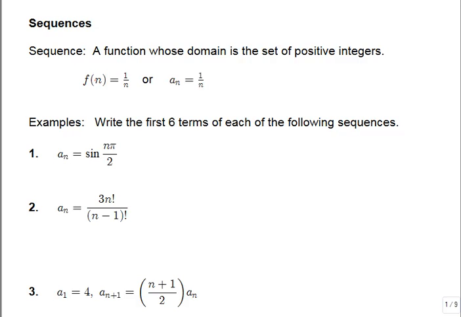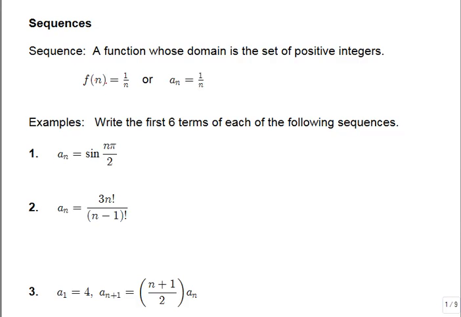A sequence is defined to be a function whose domain is the set of positive integers. So, for example, you can write a sequence in function notation like f of n equals 1 over n. But here the n, the domain of those n's, is going to be positive integers. So you're only going to let n be 1, 2, 3, 4, 5, and so on.